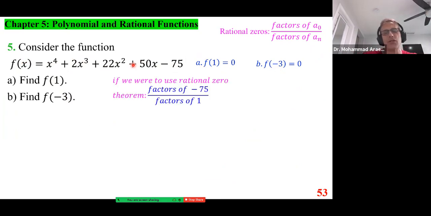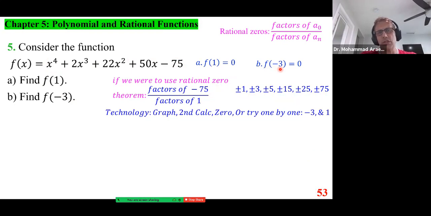If we were to use rational zeros, and we're not going to do that, we need factors of negative 75 over factors of 1. Of course, factors of 1 is just plus minus 1. In essence, it's just the factors of the numerator negative 75. So there will be a lot of numbers. I'm assuming everybody can see what's happening here. Plus minus 1, plus minus 3, all the way to plus minus 75. And you have to figure out what the answer is by plugging in. We already know f of 1 is 0. We already know f of negative 3 is 0.